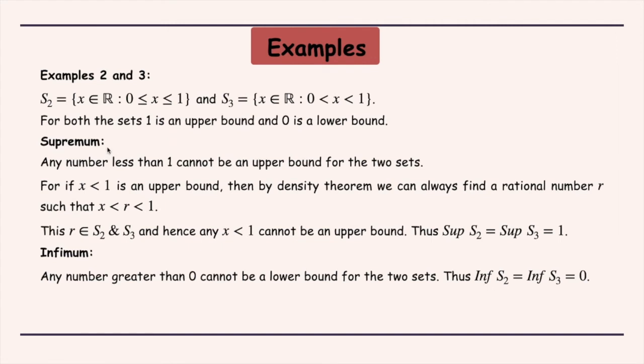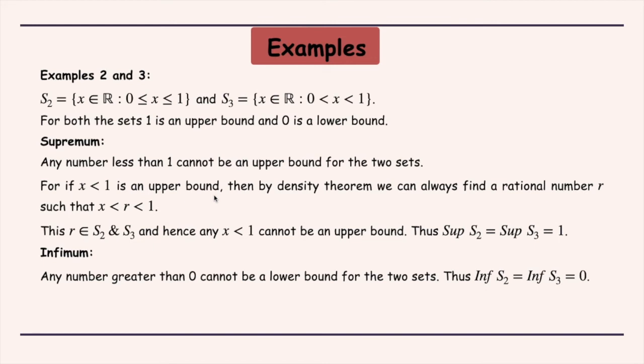Now let's first talk about the supremum. Supremum, as we know, is the least upper bound. So if we can find something less than 1 which is an upper bound for the two sets or either of the sets, then maybe that could serve as a supremum for the sets. But here we claim that anything which is less than 1 cannot serve as an upper bound for the two sets. So why is that? Suppose we take any number x which is less than 1 and we say that it is an upper bound for the two sets.